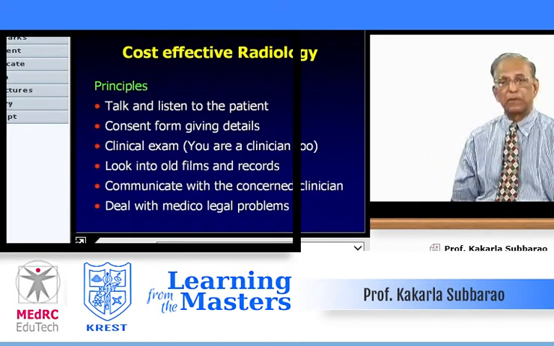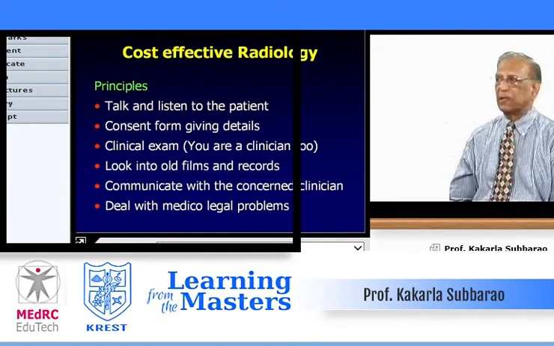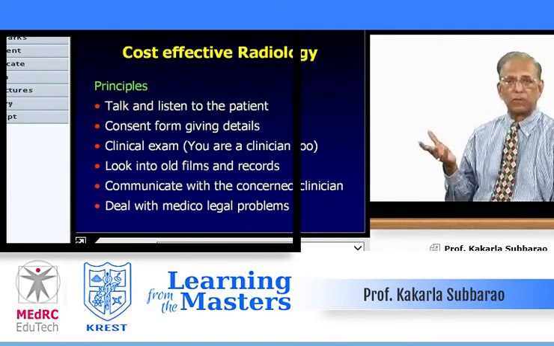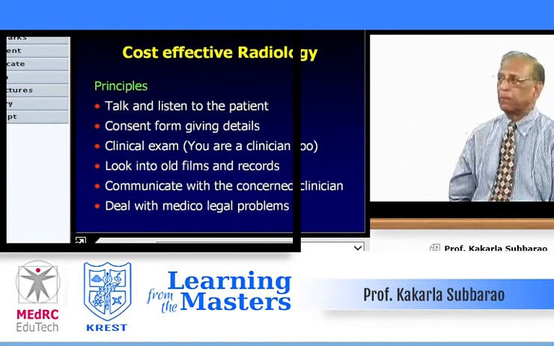Now, another important thing when you are practicing in rural areas is how best to practice, because most of them are poor, illiterate, and some of them may not have a job. Only seasonal jobs they have, whenever the crops come up. So you have to practice cost-effective radiology. And what are the principles?